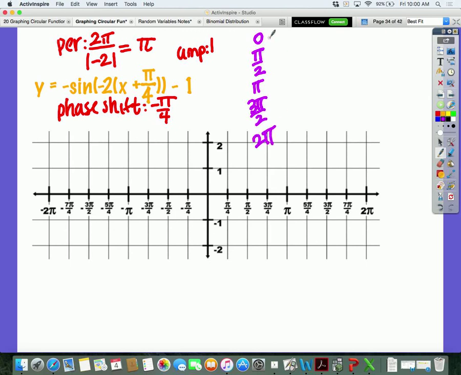All of your x's got multiplied by what number? -1/2, and then minus pi over 4. So you should have gotten negative pi over 4, 0, pi over 4, pi over 2, and 3 pi over 4.